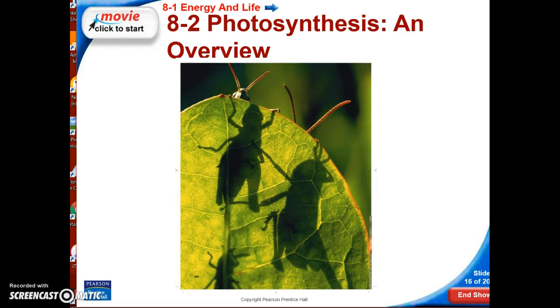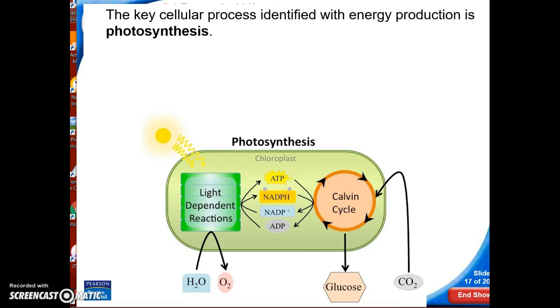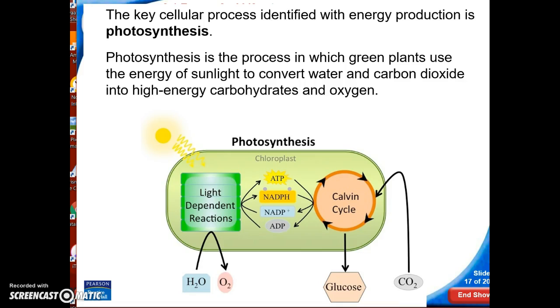Okay, so we're going to go on to section 2 in just a second. So this is 8.2, and this is going to go over photosynthesis. So the key cellular process that produces energy is photosynthesis. And it's that process in which green plants are going to use the energy of sunlight to convert water and carbon dioxide into a high energy carbohydrate and oxygen.